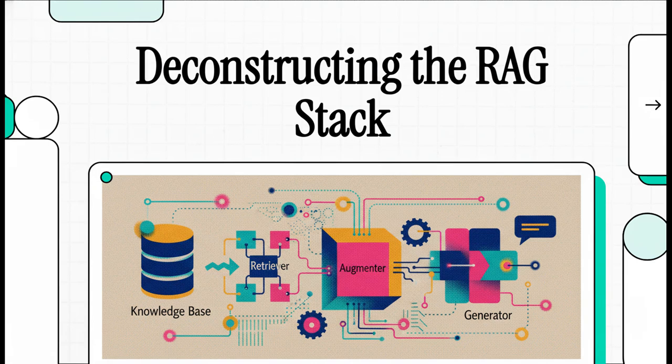Have you ever wondered how an AI can know all about your company's private docs without you having to ship all that sensitive data to the cloud? Well, today we're pulling back the curtain on the architecture that makes it happen. Retrieval Augmented Generation, or RAG for short. We're going to break down the entire stack, piece by piece, so you can see how it really works.